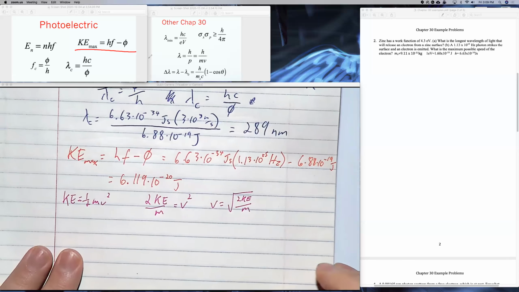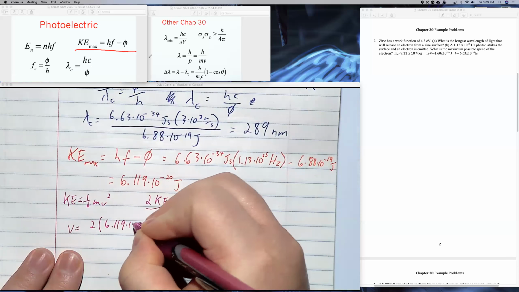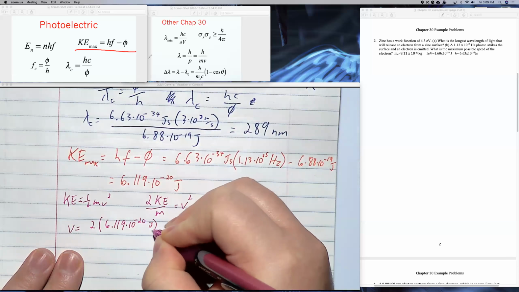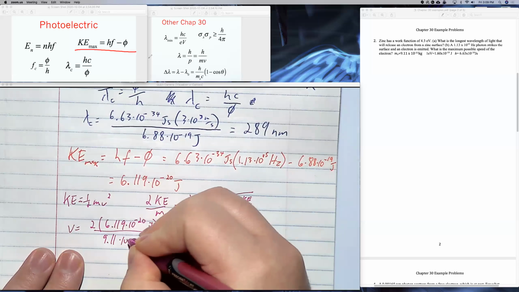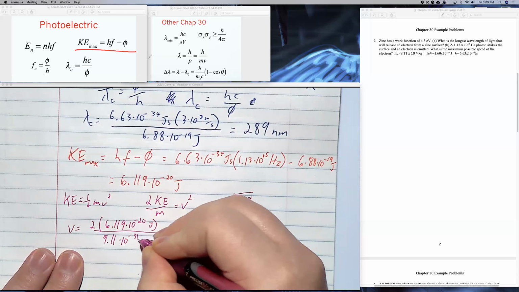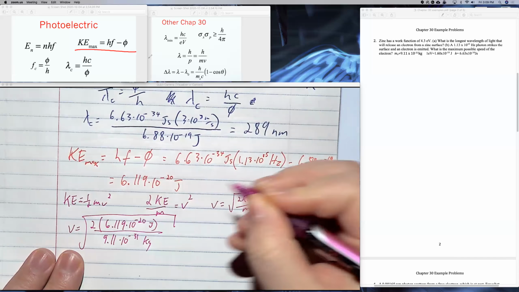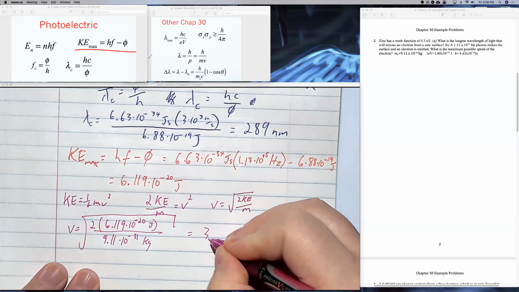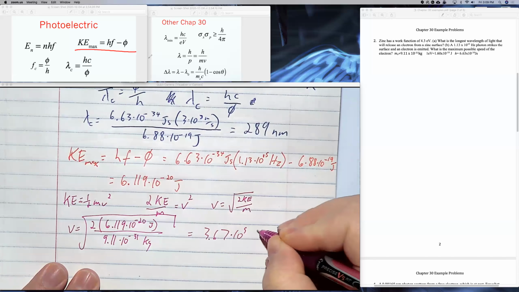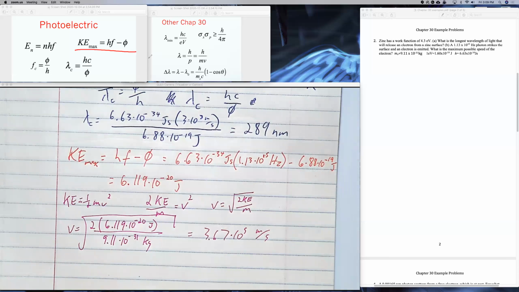And therefore my velocity is going to be the square root of 2 times the KE I just got, 6.119 times 10 to the negative 20 joules, over the mass of an electron, 9.11 times 10 to the negative 31st. I have that memorized. Square root of that, and you'll get that it'll come off at a whopping 3.67 times 10 to the 5th meters per second. Not fast enough to be a relativistic speed, but still a pretty big speed.